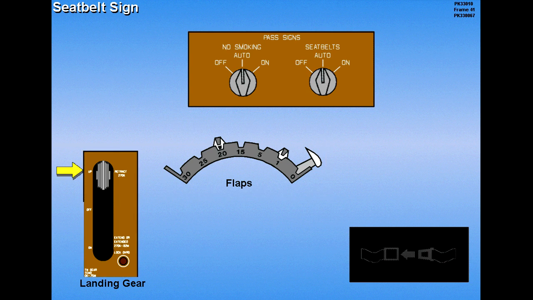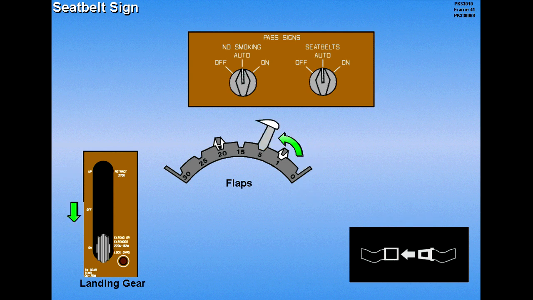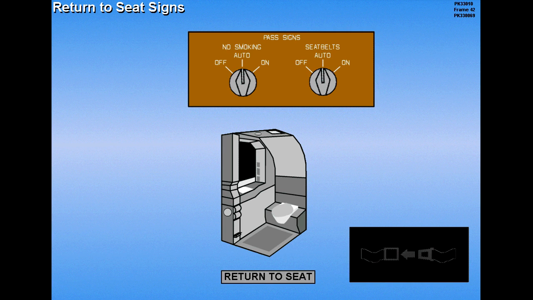With the gear up and the flaps up, the seat belt signs are extinguished. With either the gear or flaps extended, the seat belt signs are illuminated. When the seat belt signs are illuminated, the return to seat signs located in each lavatory also illuminate.